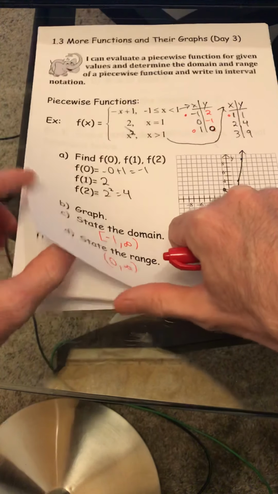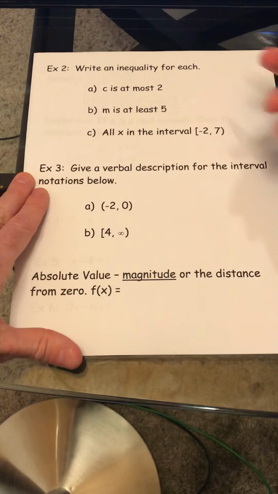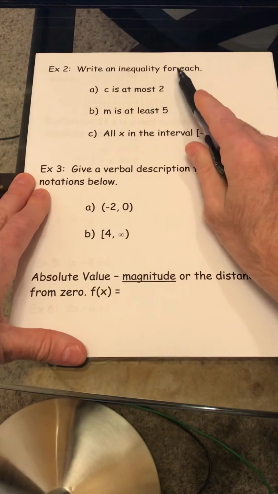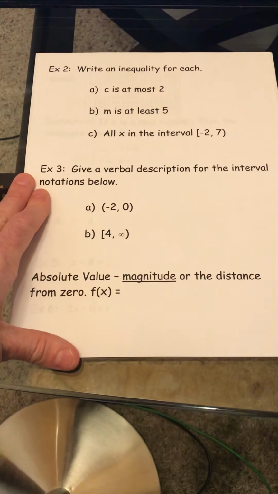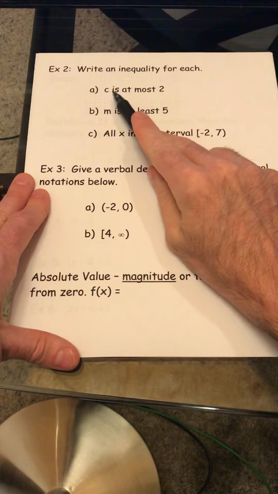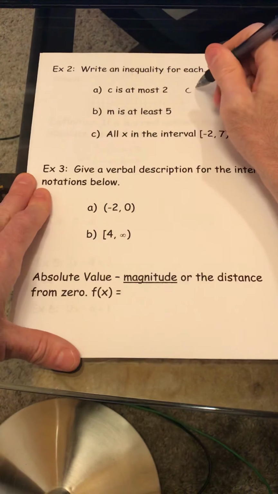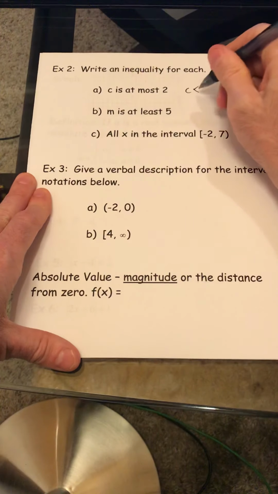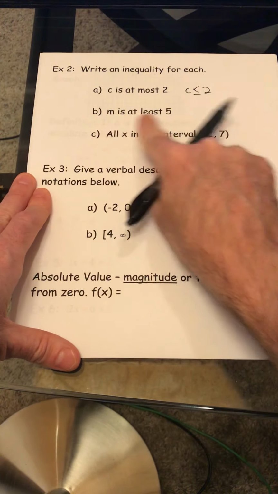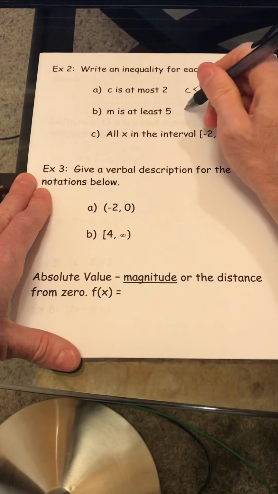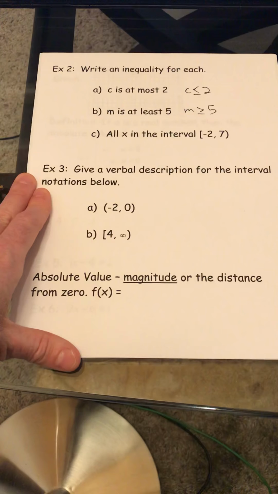Some other things to finish off section 1.3, certainly just interpreting some mathematical verbiage. Write an inequality for each. C is at most 2. So C is less than or equal to 2. M is at least 5. Well, M is greater than or equal to 5.